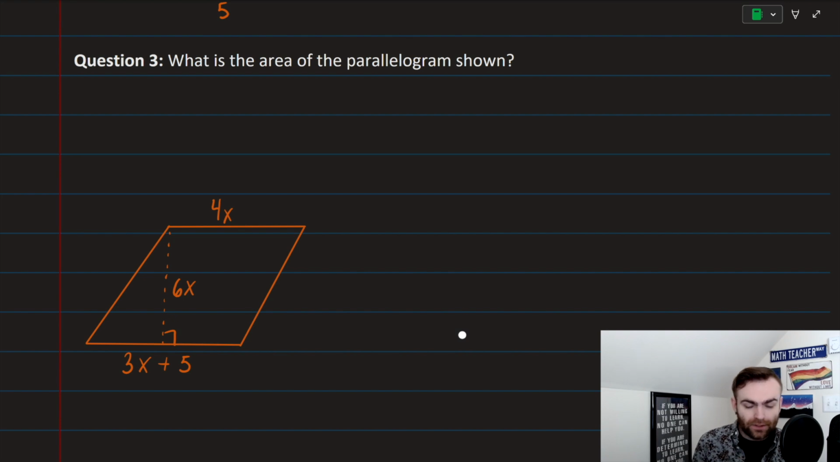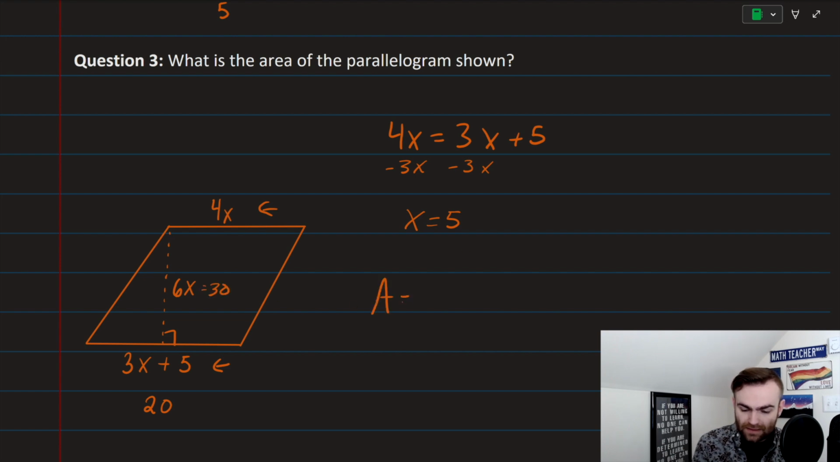Last but not least, what is the area of the parallelogram shown? Well, to find the area, we need to do the base times the height, but we don't know what the base is. But they did give us that one base is 3x plus 5, and the other one is 4x. And since they're across from each other in the parallelogram, that means they must be equal. So 4x is equal to 3x plus 5. So if we subtract 3x from both sides, we end up with x is equal to 5, which we're going to plug back in, meaning that this base down here is 3 times 5 plus 5, which is 20, and the height would be 6 times 5, and that would be 30.